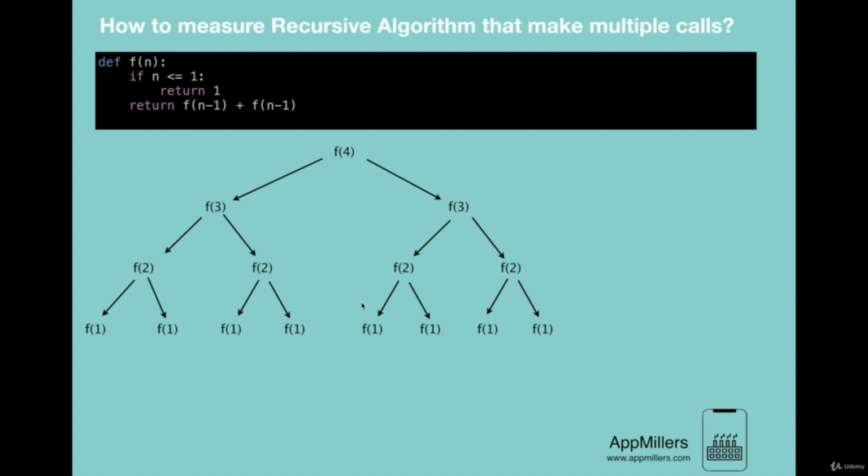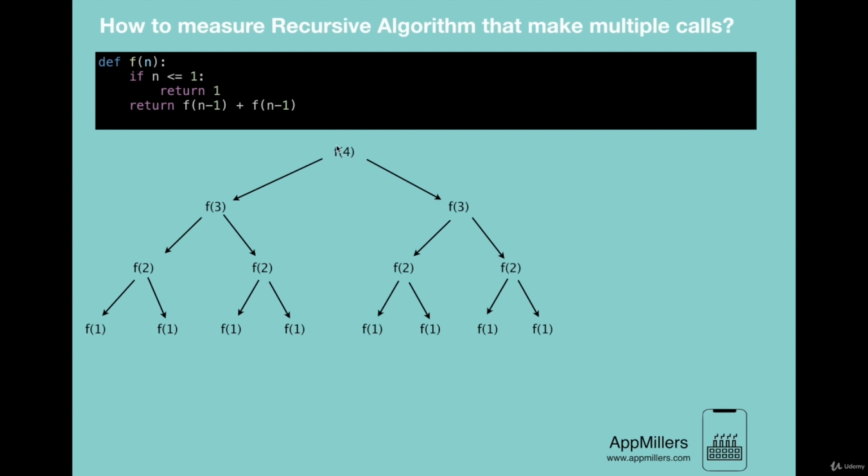So what does this number tell us? If you look at this tree over here, we see that the depth of tree is 4. This is the first level, then second, third, and fourth. Which means that for our function, for fn, the depth will be n. In this tree, each node has 2 children. f4 has 2 children of f3, each f3 has 2 children of f2, and each f2 has 2 children of f1.